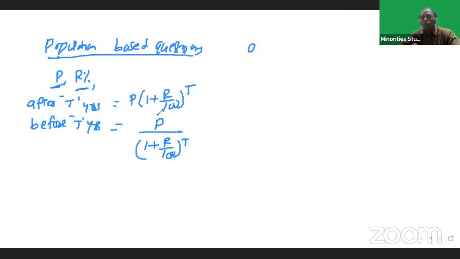Note. The present population of a town is P. The population increase rate is R% per annum. Then the population of a town after T years is equal to the population of a town... Not clear. Your voice is breaking.